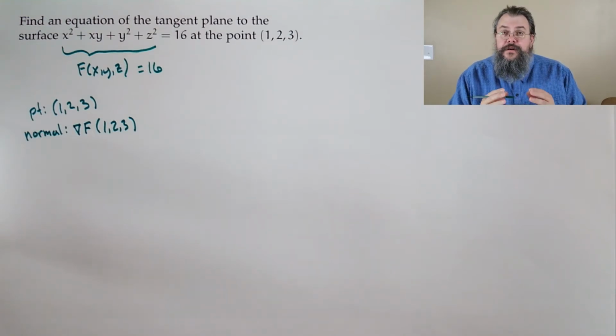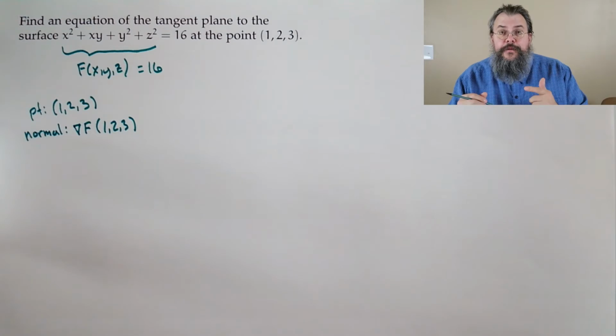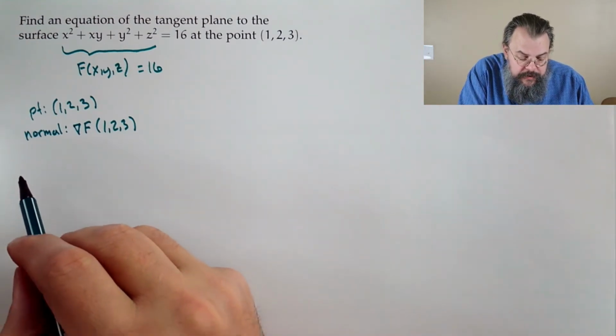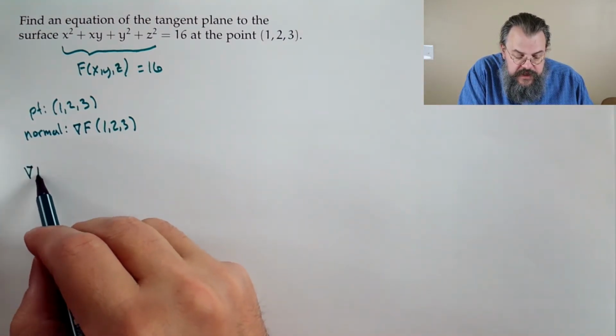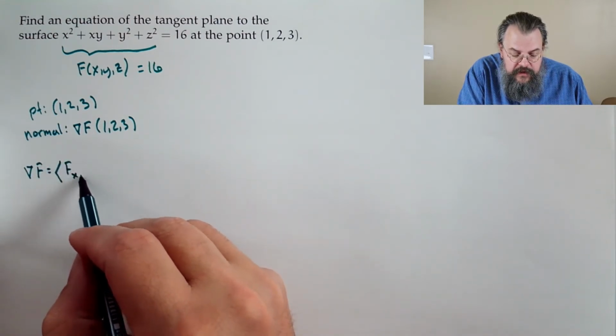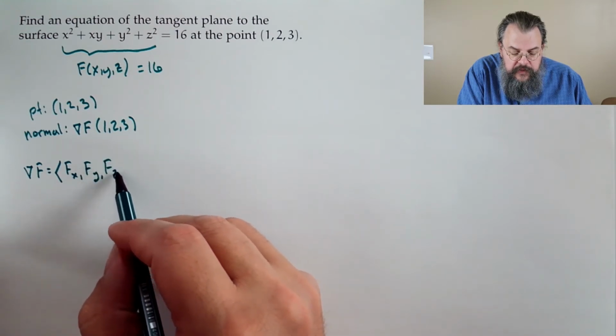Okay, all right, good. Well, so this is not so bad. We kind of have a plan. We're going to take our gradient, plug in our point to get our normal vector, and then once we have our point and normal, we'll get our plane, and life is good. So what's our gradient? The gradient of our function, recall, is the set of partial derivatives. So f sub x, f sub y, f sub z.